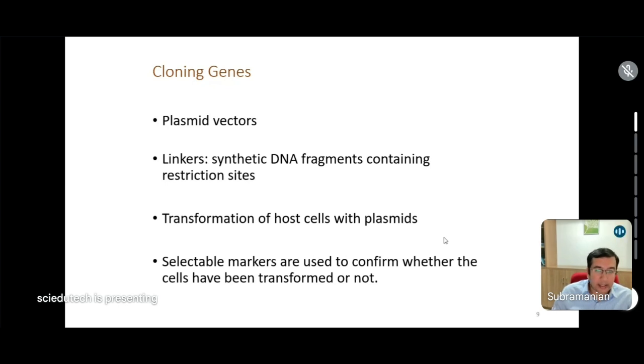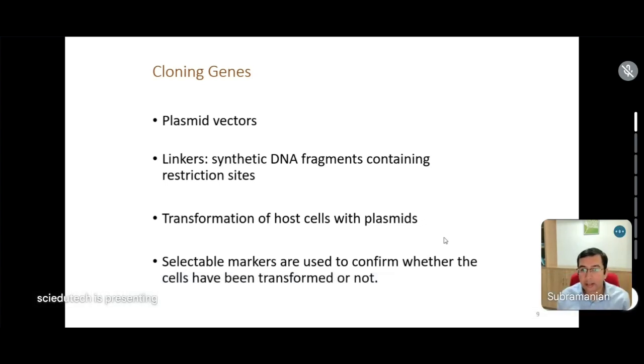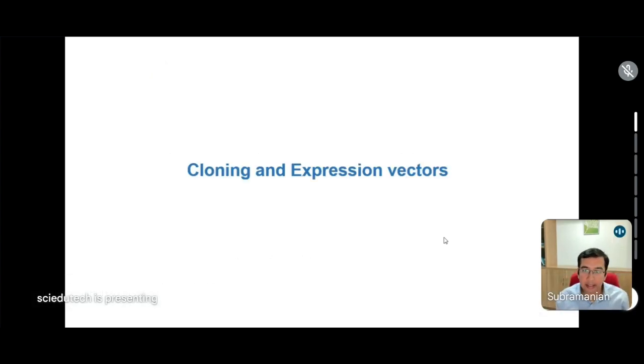So important things required for cloning genes include plasmid vectors, linkers, which are synthetic DNA fragments containing restriction sites, and then transformation of host cells with plasmids. And then you have selectable markers that are used to confirm whether the cells have been transformed or not. So I see a hand go up there, but we'll come back to your question later once we finish. Next slide, please.